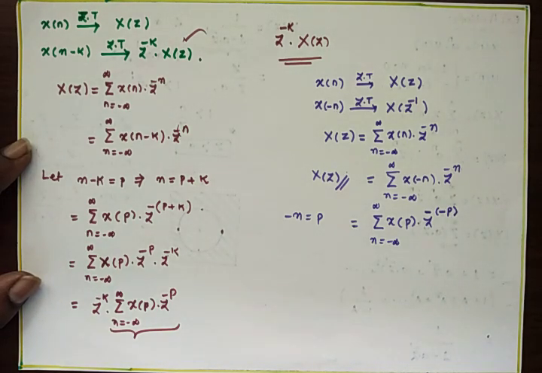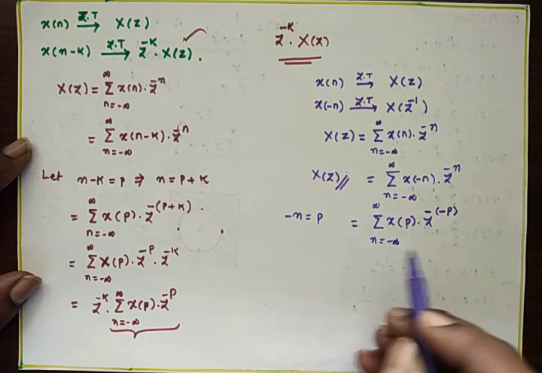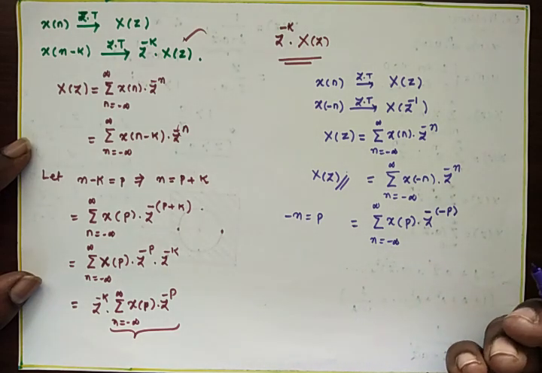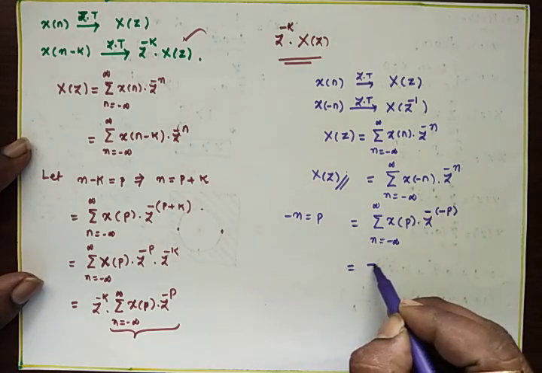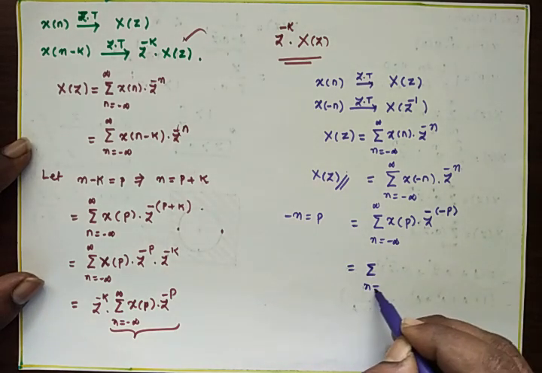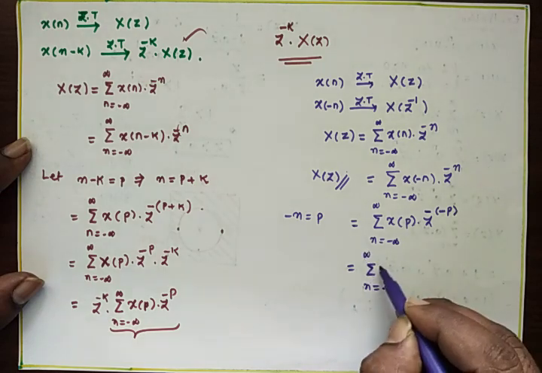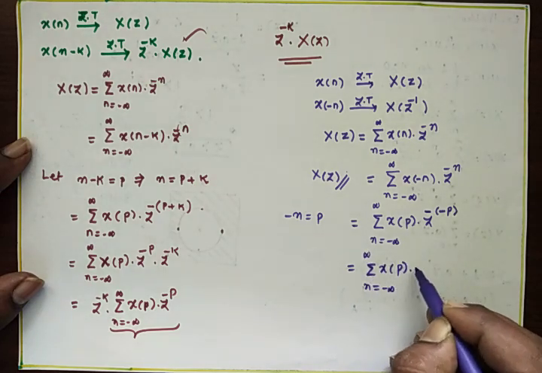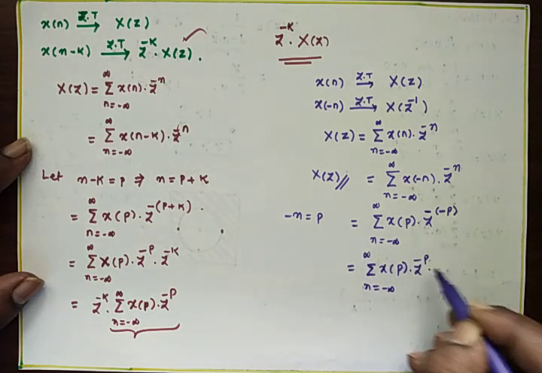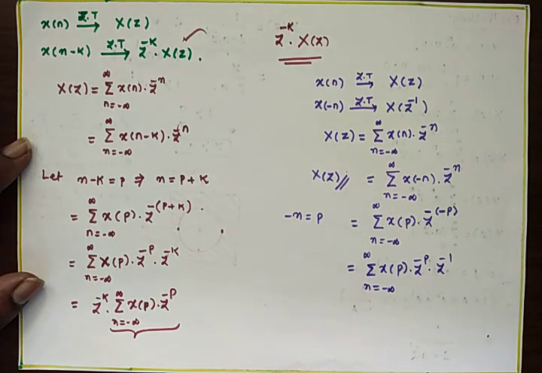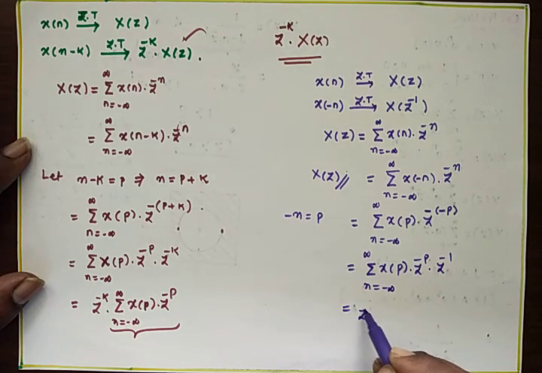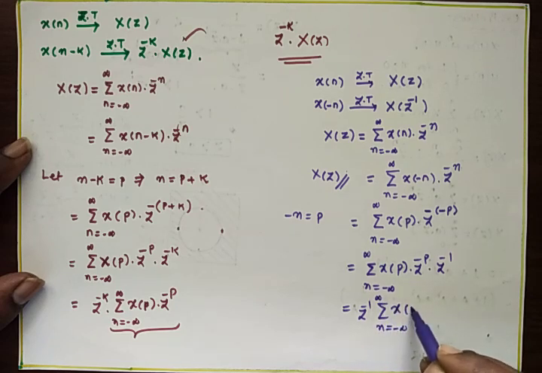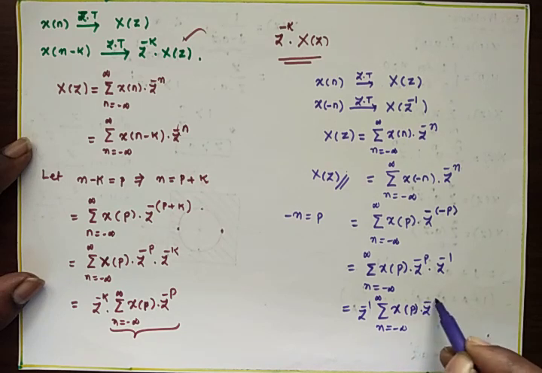I can write minus p. So here, this is about the sigma n equals minus infinity to plus infinity x of p into z to the power of minus p into z to the power of minus 1. You can take the z power of minus 1 outside, so it is n equals minus infinity to plus infinity x of p into z to the power of minus p.